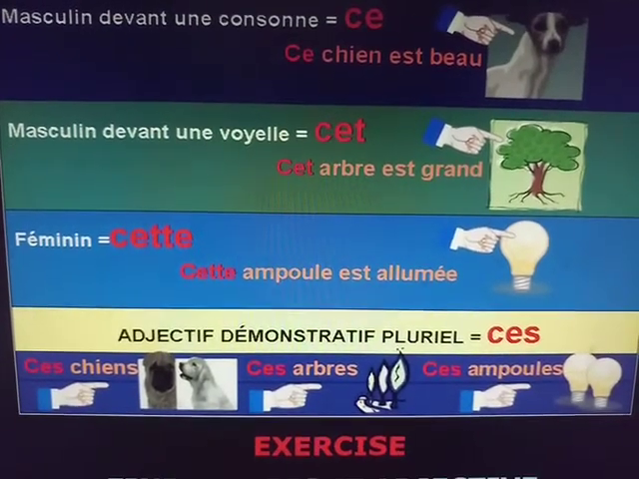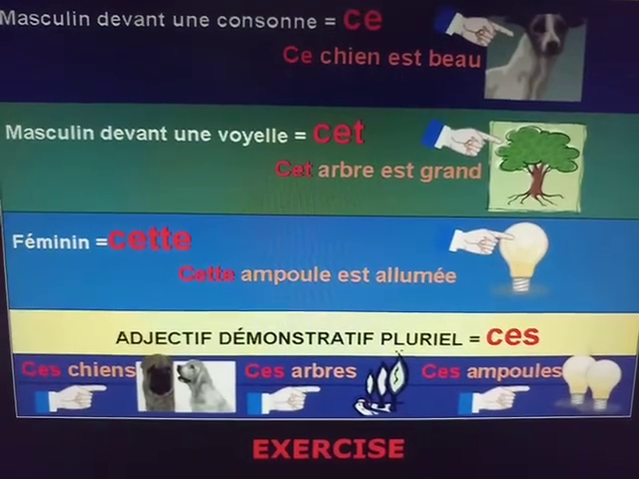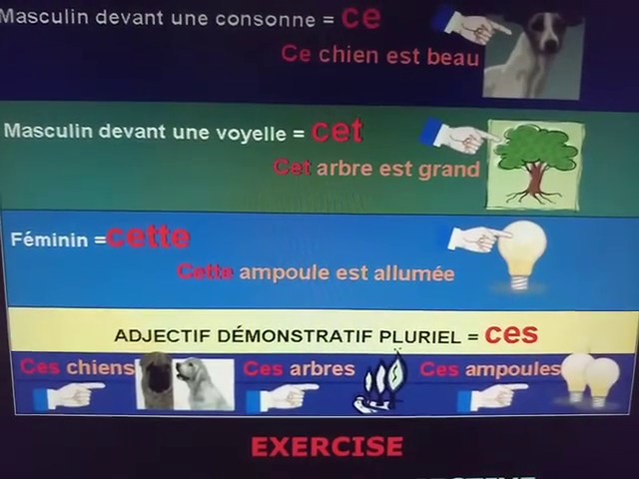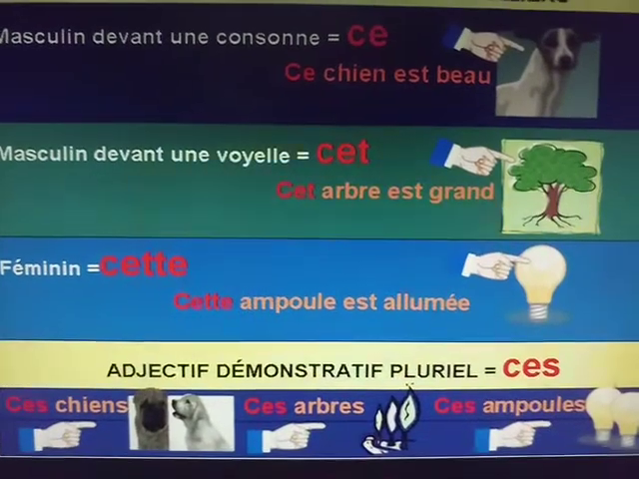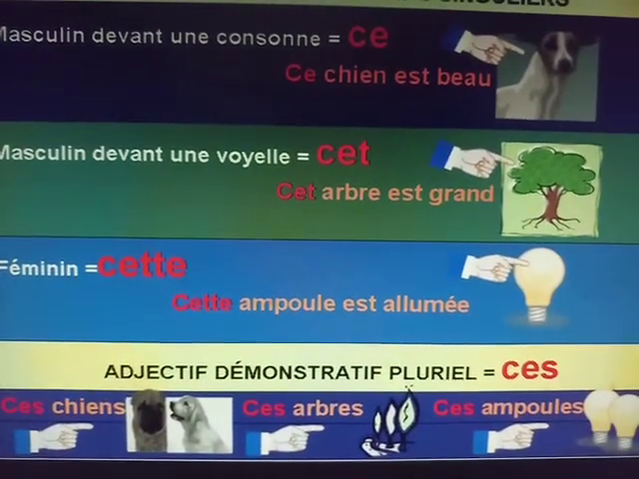Adjectif démonstratif pluriel. Ces. Plural demonstrative adjective. Ces chiens. Ces arbres. Ces ampoules.